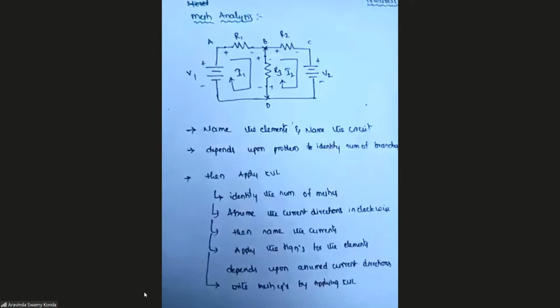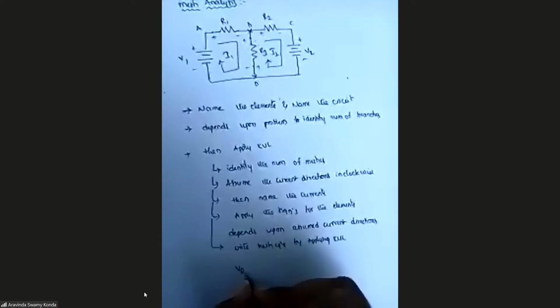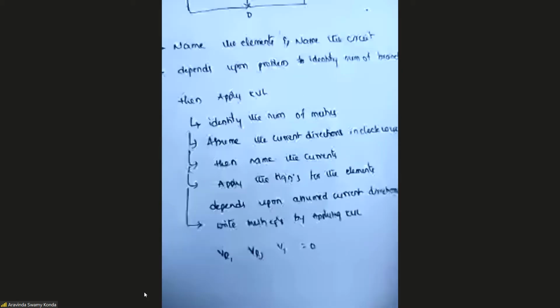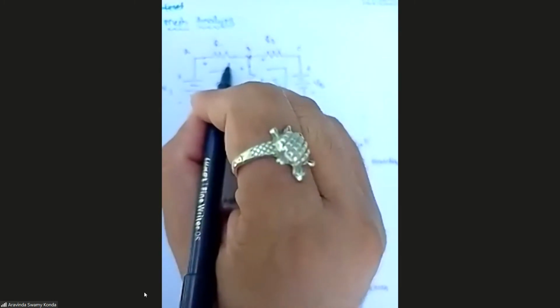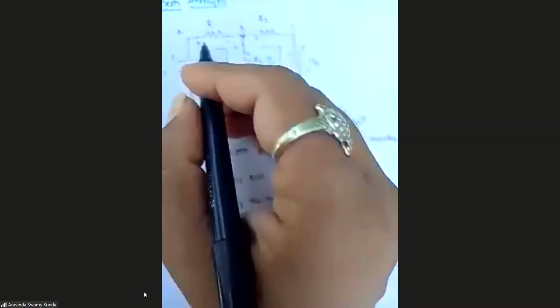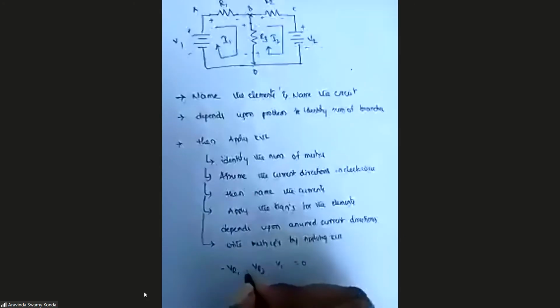So you write VR1, VR3 and V1 equal to 0. For that you take a plus sign or a minus sign. If the assumed direction goes from plus to minus, the drop is negative. If you go from minus to plus, it is positive. Here the assumed direction is like this. Going from plus to minus, is it minus VR1 or plus VR1? Minus VR1. For R3 also it is minus. And for V1 you are going from minus to plus, so it is plus V1 equal to 0.